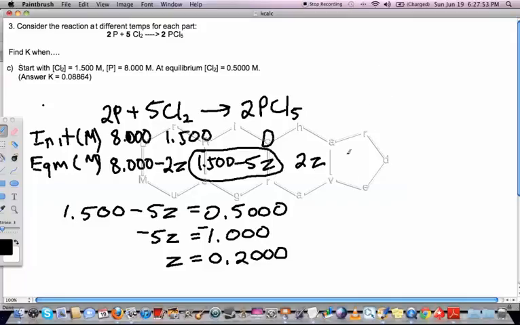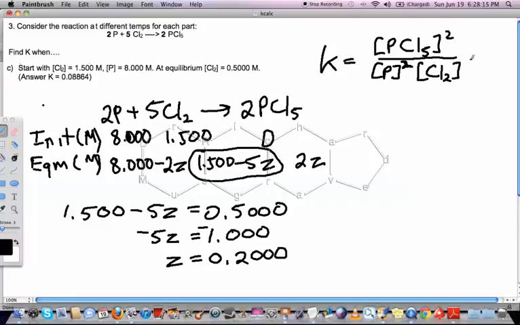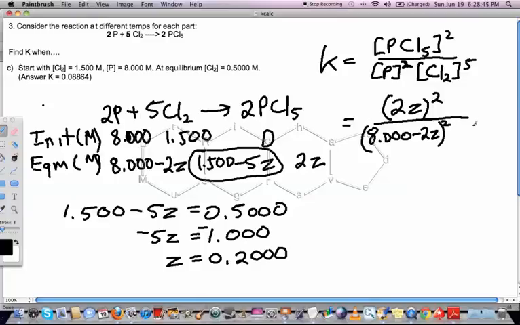Now what we can do is go ahead and calculate out our K value. Now K is going to equal PCl5 to the power of 2 over P to the power of 2 and Cl2 to the 5th. Now we can go ahead and substitute in all our values. We'll have 2z all squared. And then we'll have 8.000 minus 2z squared, and then we'll have the Cl2 to the 5th.